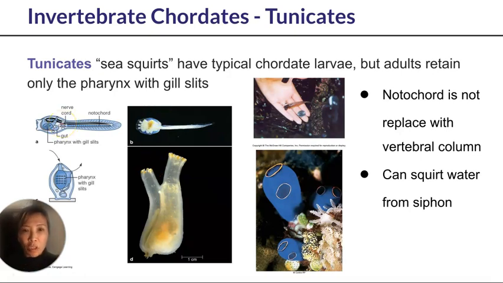Additionally, you can see that in the adult, the pharyngeal pouch will not be retained except for this pharynx with gill slits. As larvae, they have the four characteristics that we just discussed, but the adults don't retain all of those characteristics. They're also called sea squirts because they can actually squirt water from their siphon.